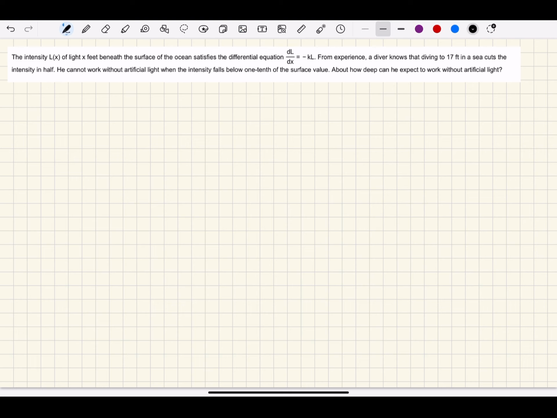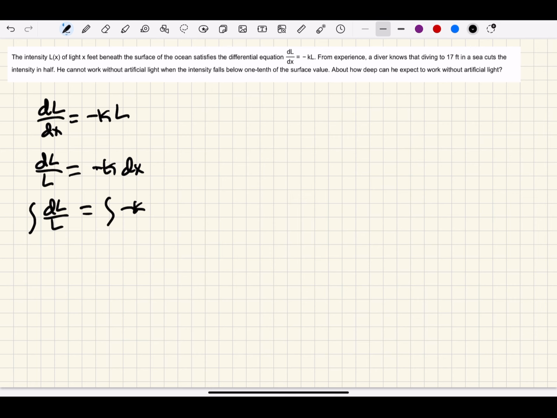We know that the function that describes the intensity of light at x feet beneath the surface of the ocean satisfies the differential equation dL/dx equal to the opposite of k times L. If we were to multiply both sides by dx and divide both sides by L, we would wind up with dL over L equal to minus k dx. Integrating both sides, we have the integral of dL over L equal to the integral of minus k dx, which would give us the natural log of the absolute value of L plus c equal to minus kx plus c.